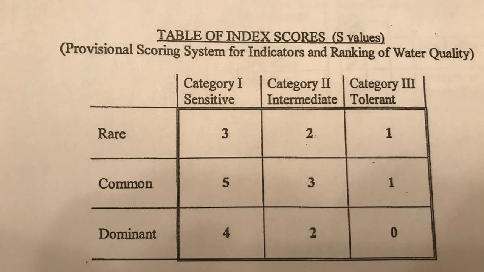Next, you are going to fill out the third column, which is the S. The S stands for our index score. This can be found on this table, which is the table of index scores. This is for each indicator group and abundance category. You do this based on your abundance. Was it rare, common, or dominant? Depending on if each category was rare, common, or dominant, and which category, sensitive, intermediate, or tolerant the AMI was, we are going to give it a number.